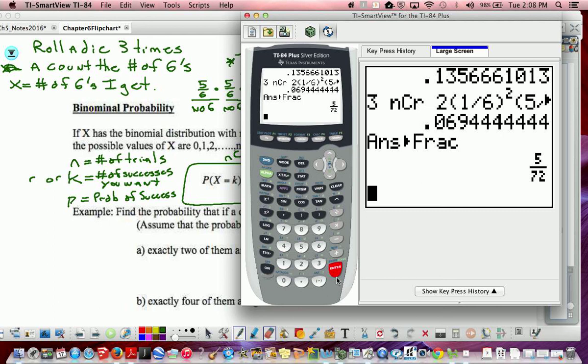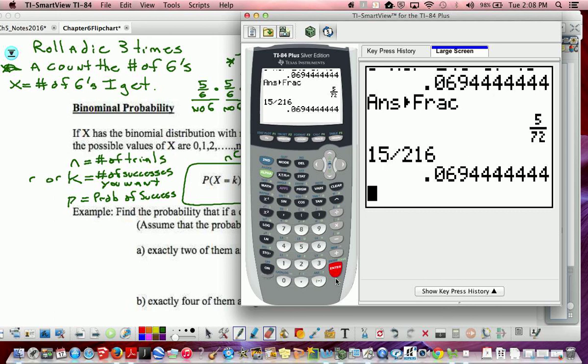Is that the same as 15 over 216? Well, let's find out. Are they the same decimal? Yes. 5 over 72 is just reduced, because they both have a 3 in common. So you were just explaining essentially what the NCR does. Yep. What it does is it counts all the different ways you can order them.